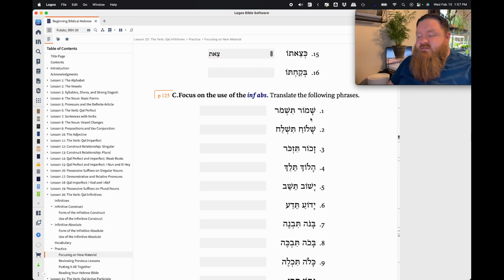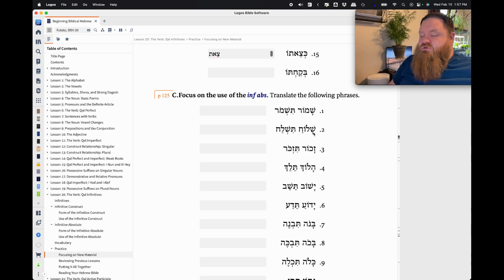So shamor here, this is our infinitive absolute. Shamor tishmor, tishmor here being the imperfect form. This is either 3fs or 2ms. So either she will surely guard, or you, masculine singular, will surely guard.